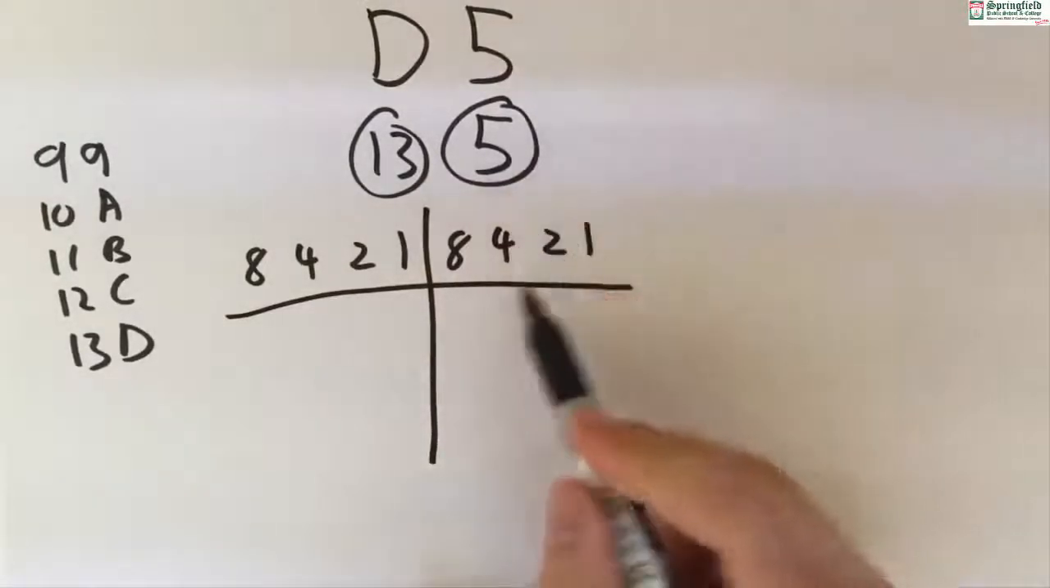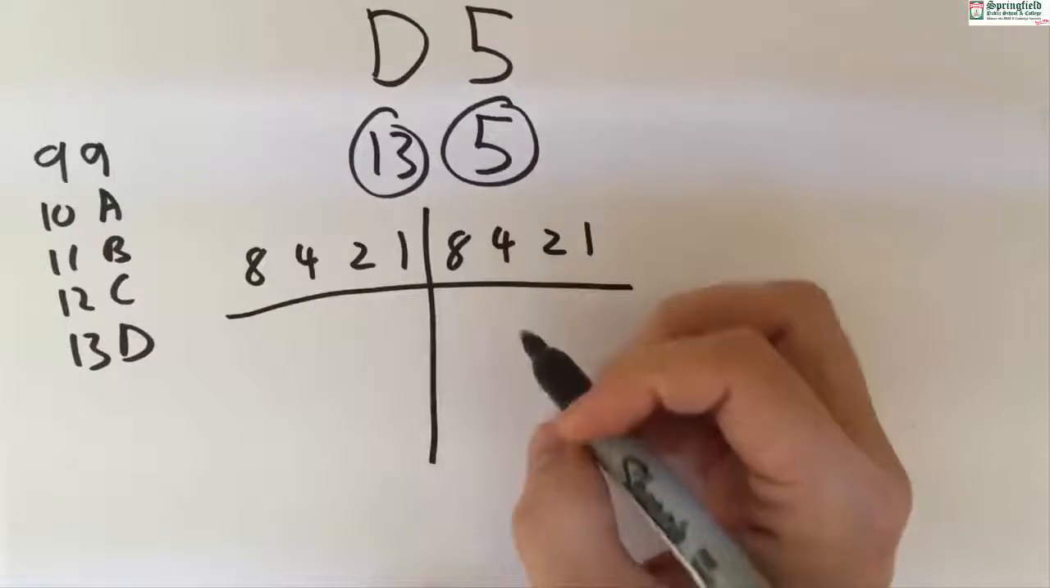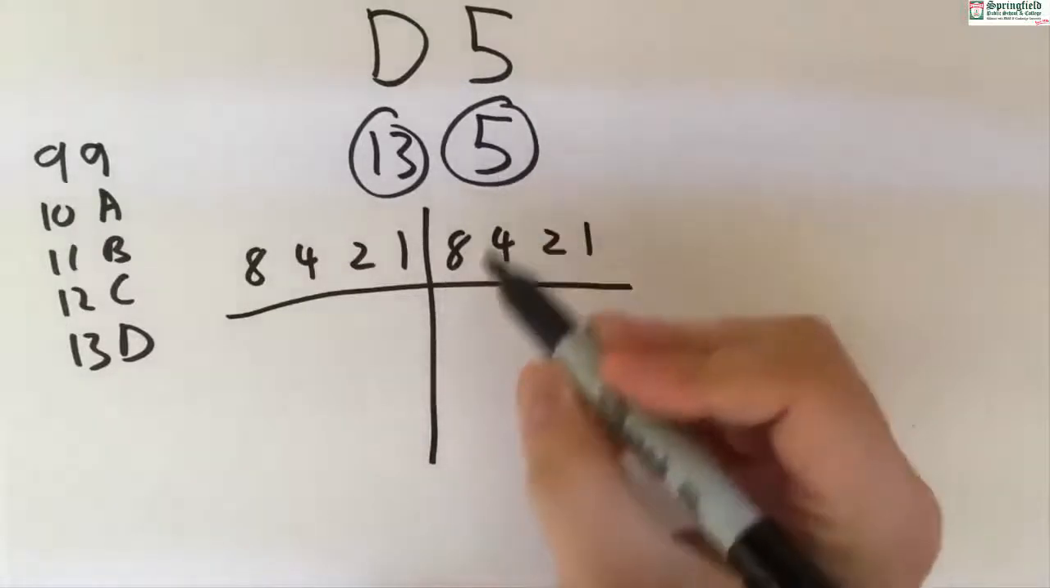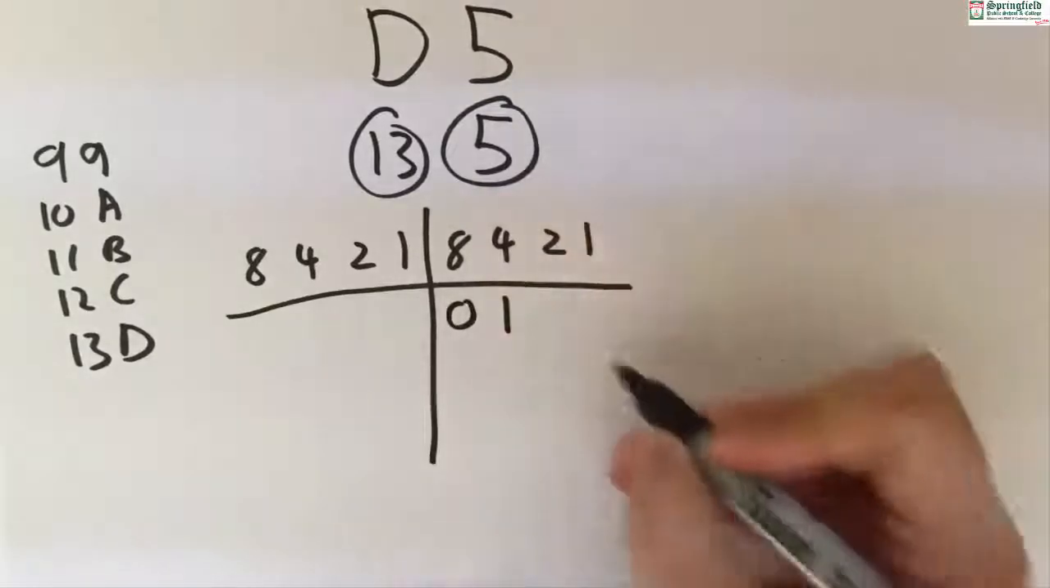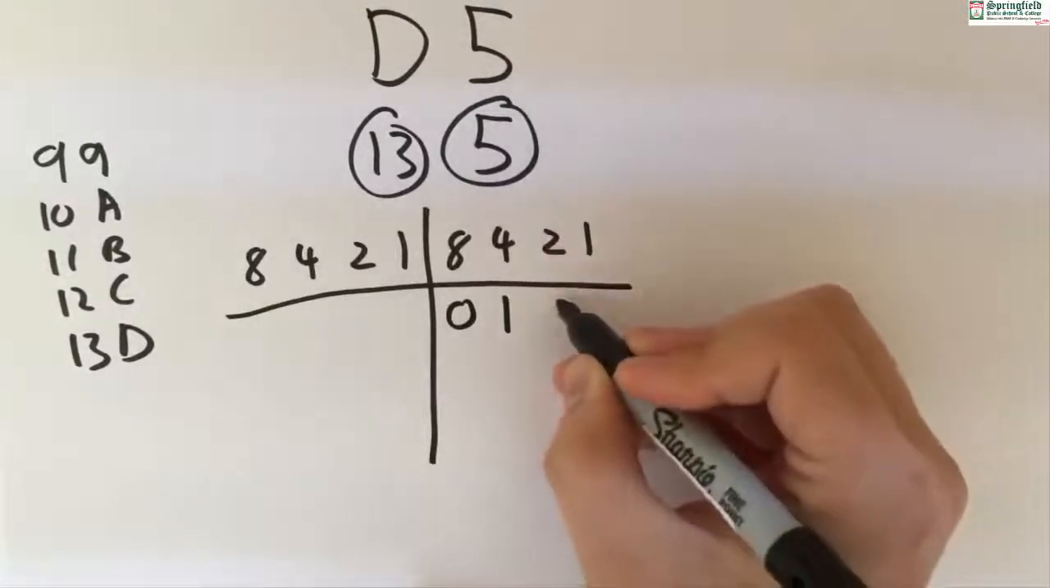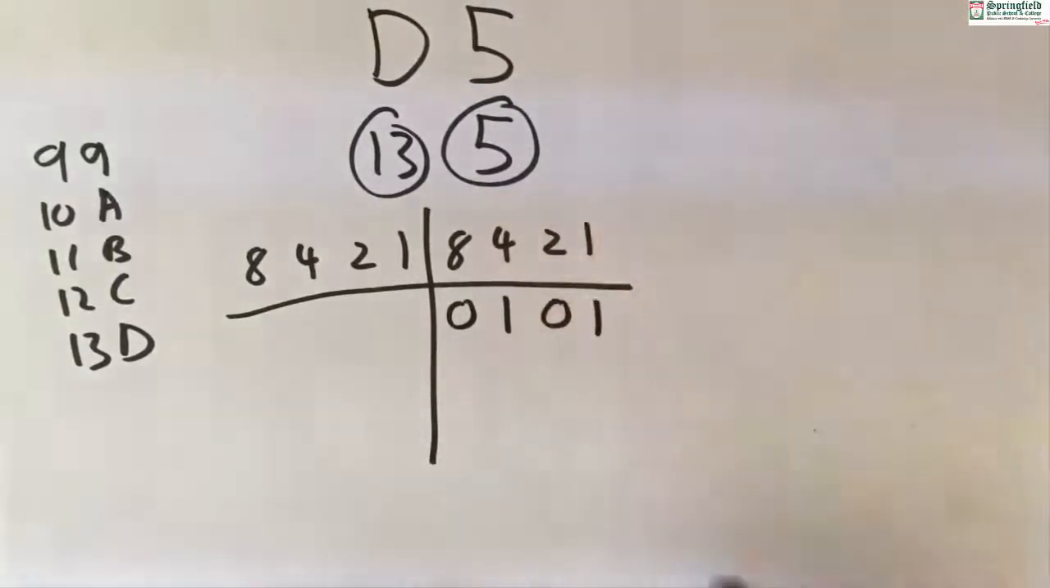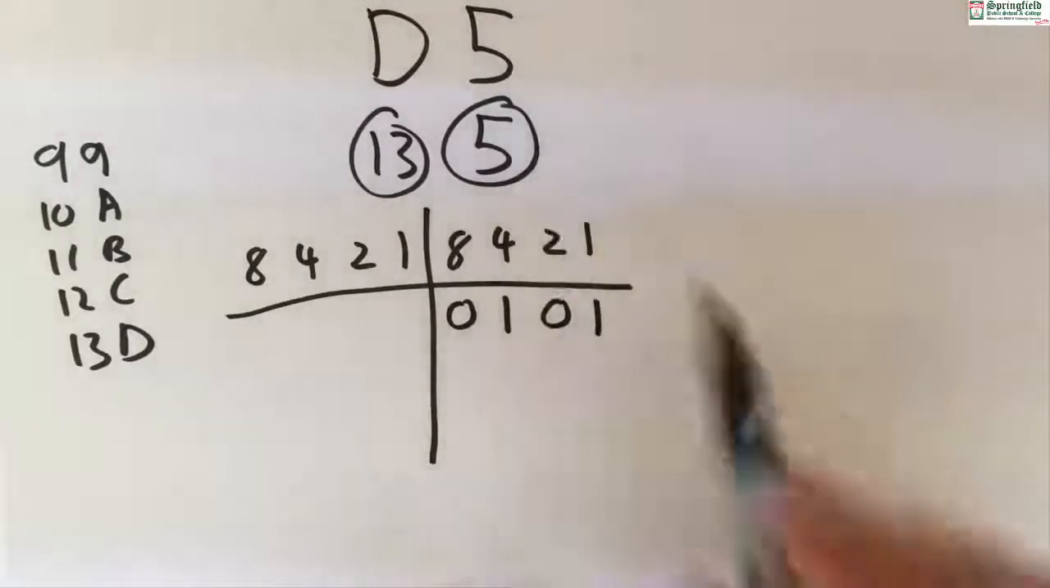Now 5, how can I represent 5? Well, we could go down the line we did before. Does 8 go into it? No. Does 4 go into it? Yes. Does 2 go into it? No, that takes me up to 6. Does 1 go into it? Yes. And that gets me to my 5. 4 add 1 is 5.